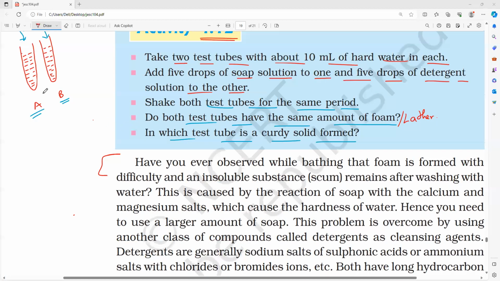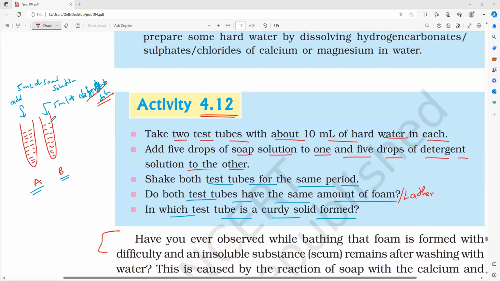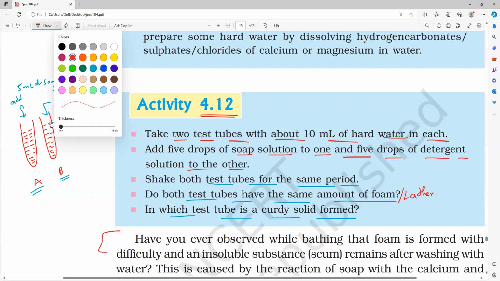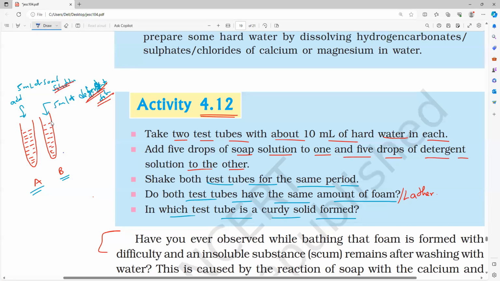We have taken hard water in both and we are adding soap solution to one and detergent solution to the other. Definitely we know that in hard water, the detergent will give the better result. So here we will notice greater foam compared to the other. Do both test tubes have the same amount of foam?